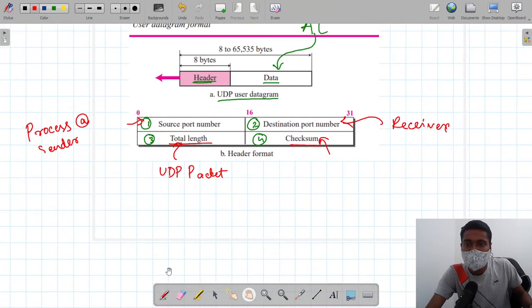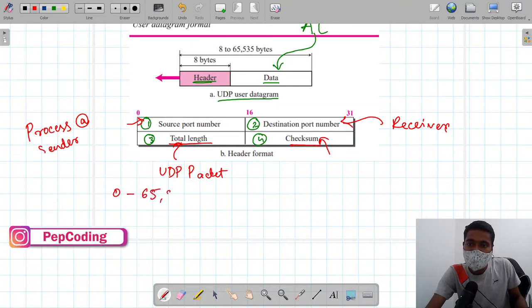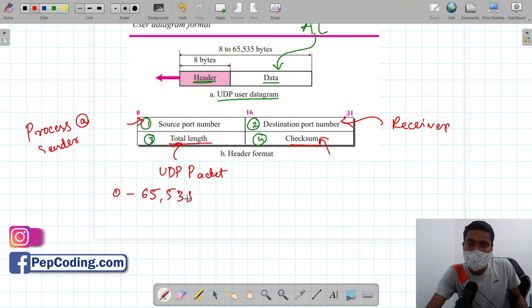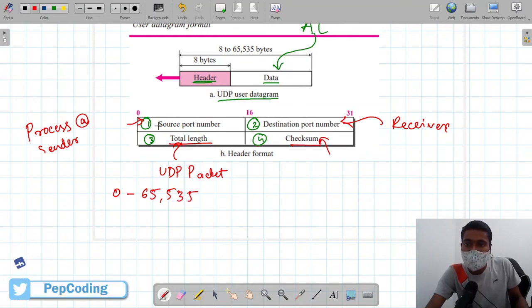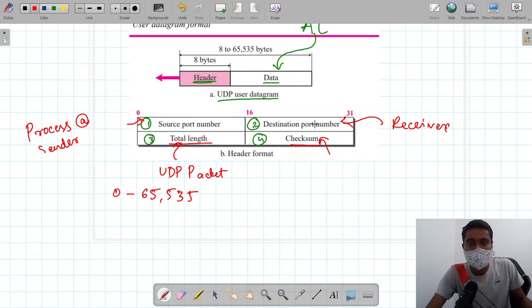Talking about total length, here you have 0 to 16 bits, so you can store numbers from 0 to 65,535. Also, you can contain a source port number from 0 to 65,535, and the same for the destination port, because it is 16 bits. This is also 16 bits, and total length is also 16 bits, that is 2 raised to 16. It calculates up to 65,535.